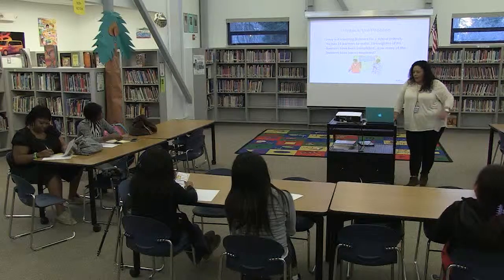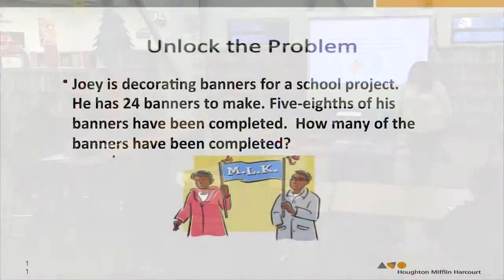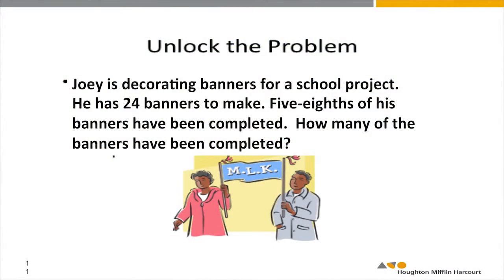So this is one of the problems as well for upper grade. It says, unlock the problem. Joey's decorating banners for a school project. He has 24 banners to make. 5/8 of his banners have been completed. How many of the banners have been completed?